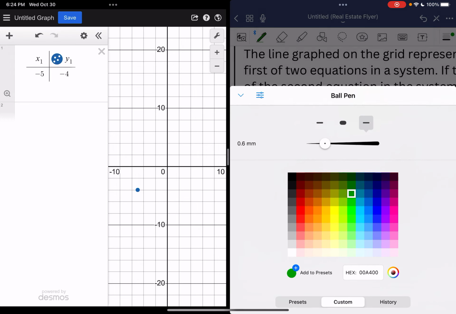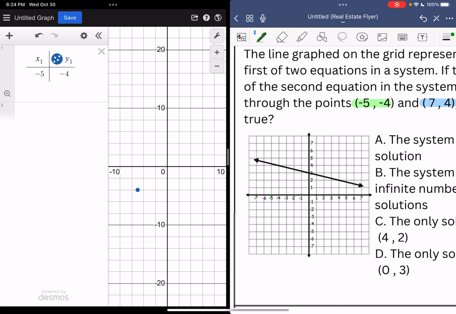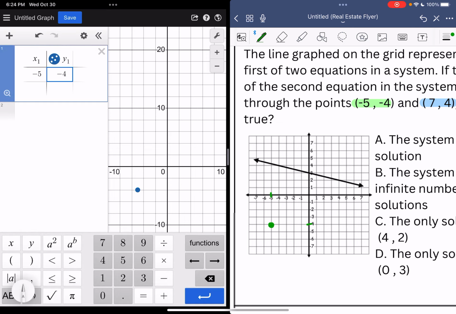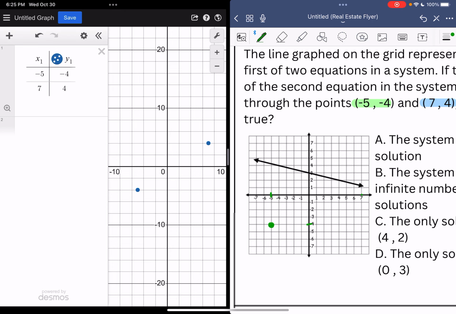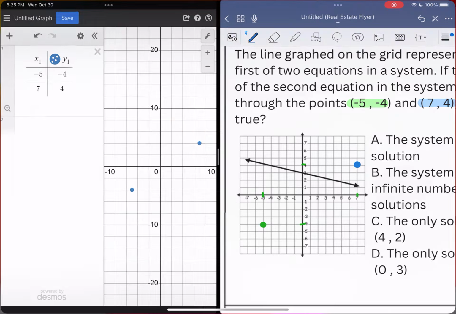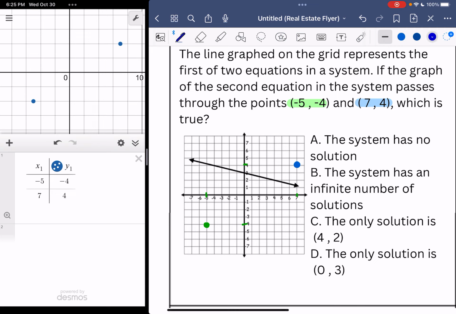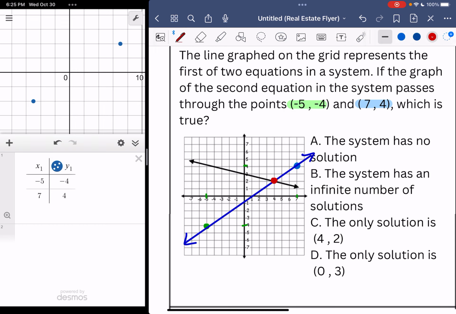So I see -5, -4. So we go to my graph, -5, and down to -4. -5, -4. The other point that I needed to plot was 7, 4. Right there. All that's left to do is go ahead and connect my dots and then answer my question about the solution. At this point, I can already see that my solution is right here.